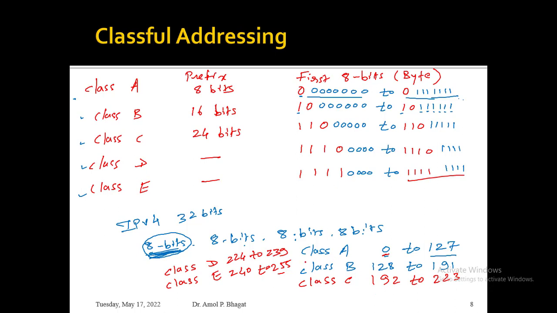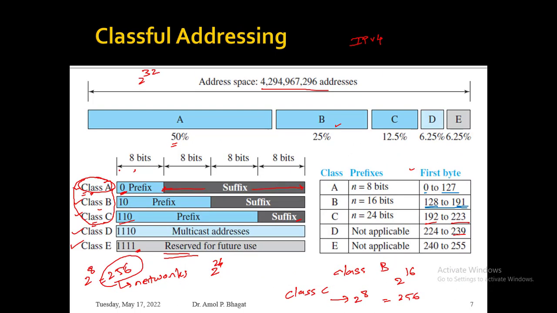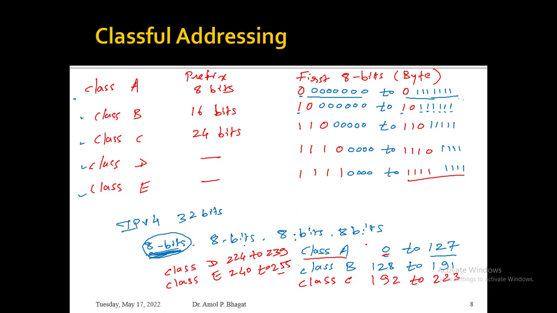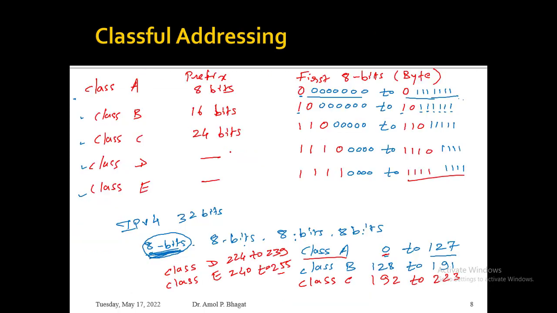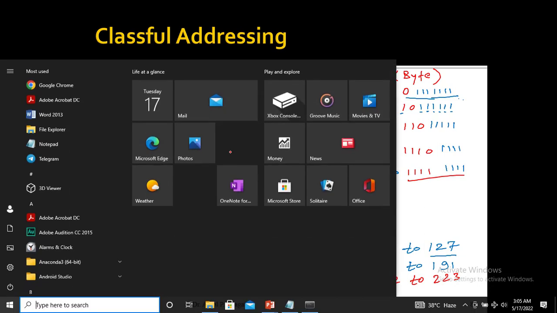Okay, so as you can see in class A, the first 8 bits are used for the network address, and the last 24 bits are used for host or node addresses. But out of these 8 bits, the first bit is always 0, so there can be only 0 to 127 values, so a total of 128 addresses. So 128 networks are there in case of a class A IP address, and in each network there can be 2 raised to power 24 nodes. So let's see the Python code to check all these concepts.